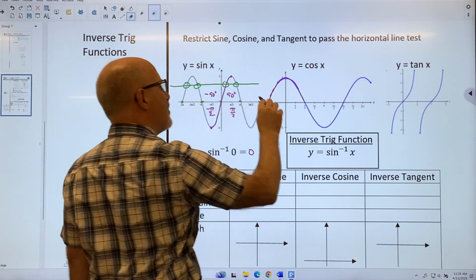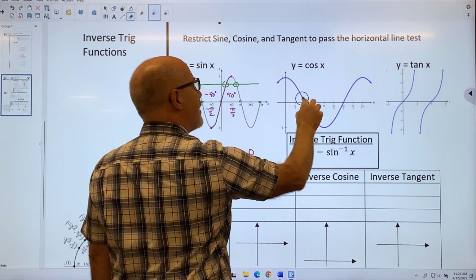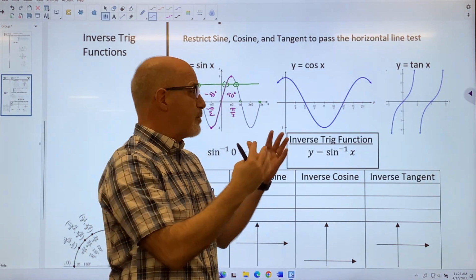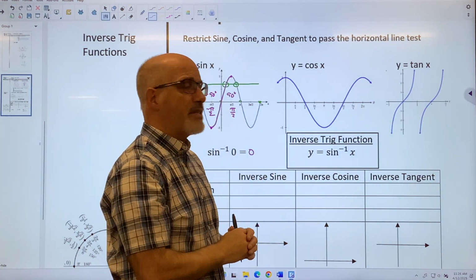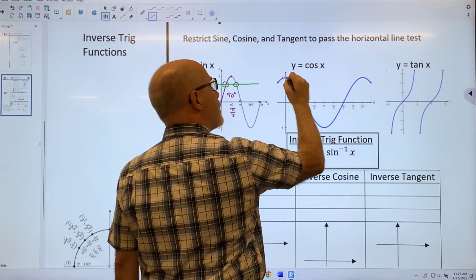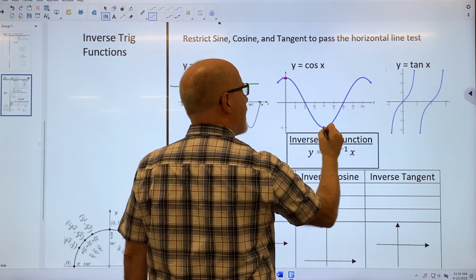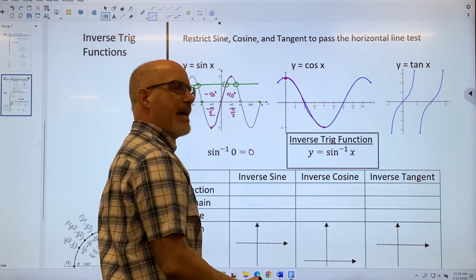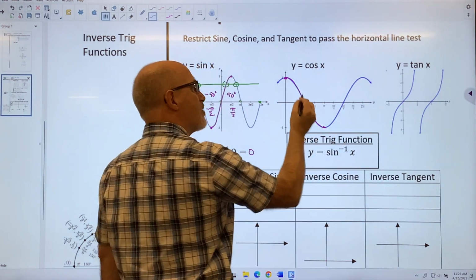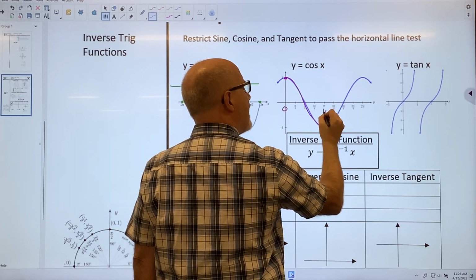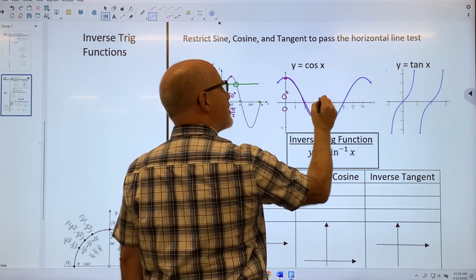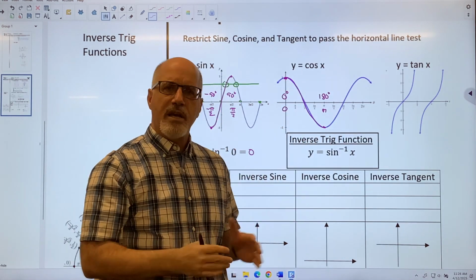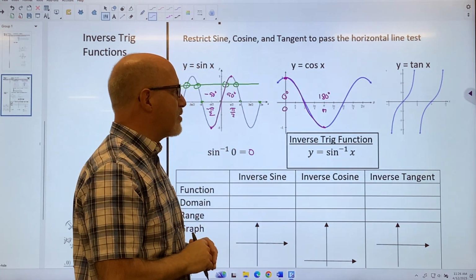So we can't use the same restrictions for every trig function because they move. This one is translated over from the sine function. So instead for this one, if we just start at 0 and go to pi, notice this portion of the graph does pass the horizontal line test. So if we go from 0 to pi, or 0 degrees to 180 degrees, we now have a one-to-one portion of the cosine graph for my inverse.